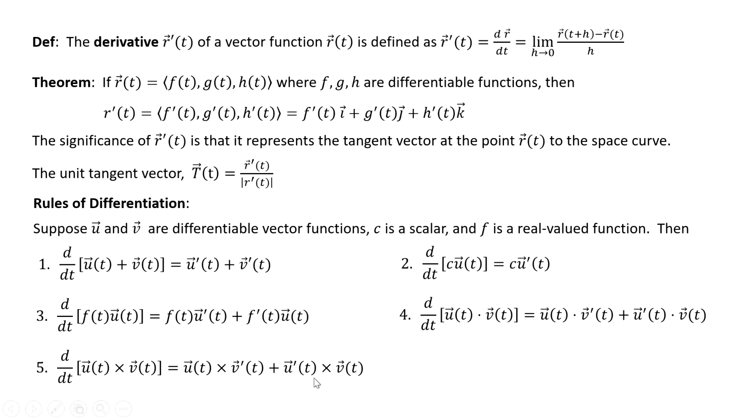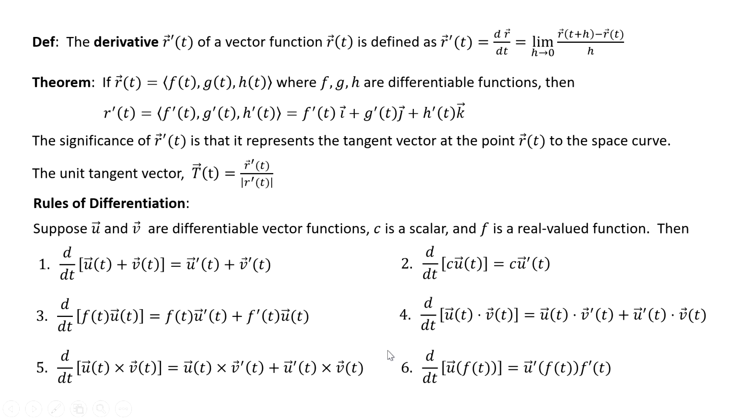No, right? A cross B is not equal to B cross A. In fact, A cross B equals negative of B cross A. So let's be just a tad careful. So let's try to remember them as first function cross the derivative of the second function plus the derivative of the first function cross the second function. Okay? That's something that we need to be a tad careful about.